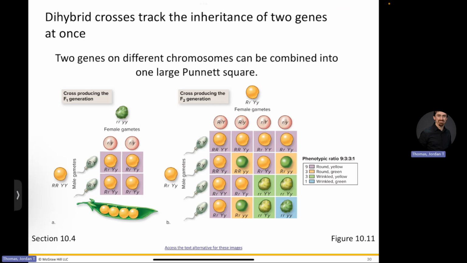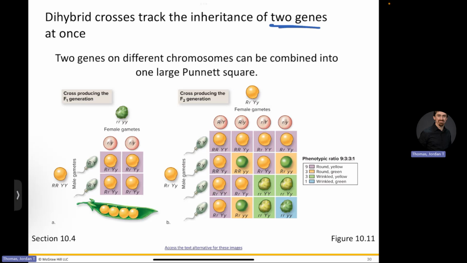Now that we know Punnett squares, now that we know how to use them, the difference between dominant and recessive genes, let's talk about dihybrid crosses. Dihybrid crosses track the inheritance of two genes at once. Two genes on different chromosomes can be combined into one Punnett square.